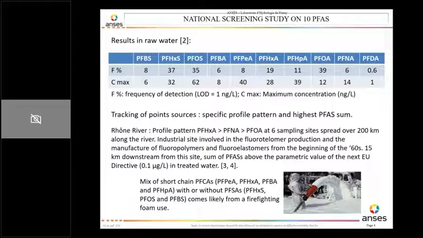Broadly speaking, profile patterns are helpful clues to identify the PFAS source. Based on our experience, a mix of short-chain PFCA with or without PFSA likely comes from firefighting foam use. Specific PFAS, such as PFNA, 6:2 FTAB, or GenX, are also strong evidence of some activities.